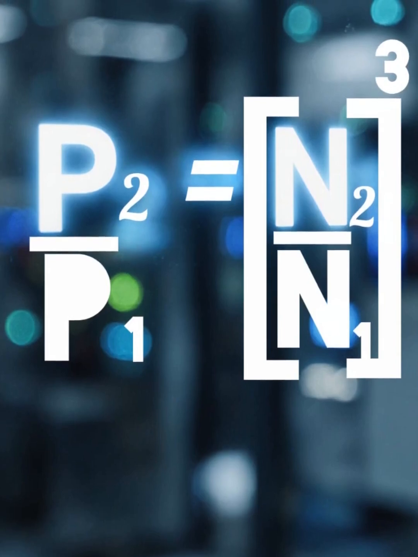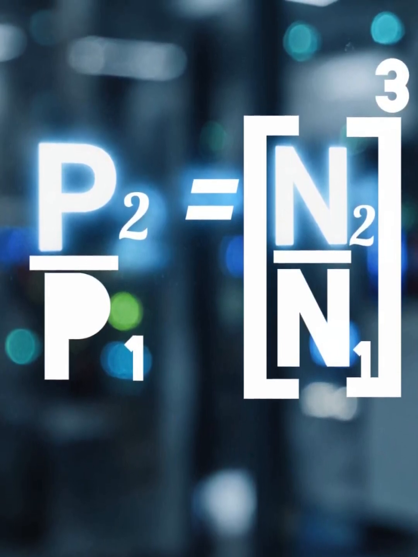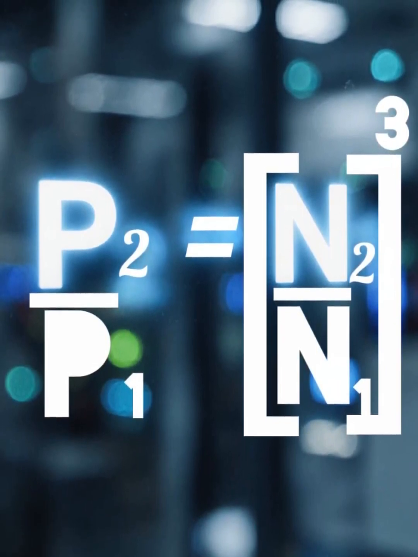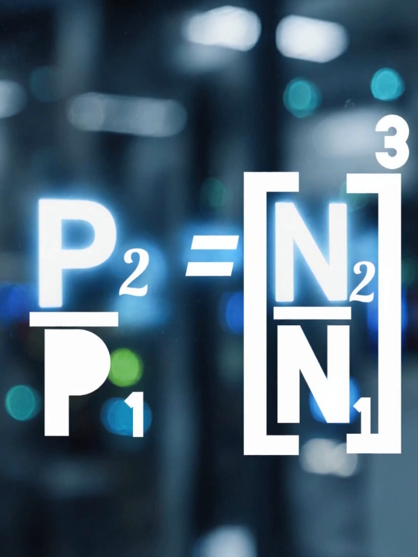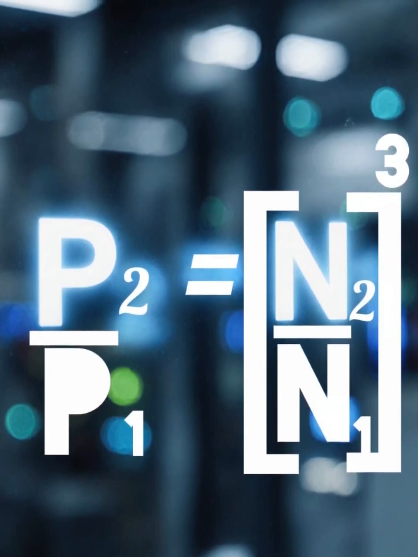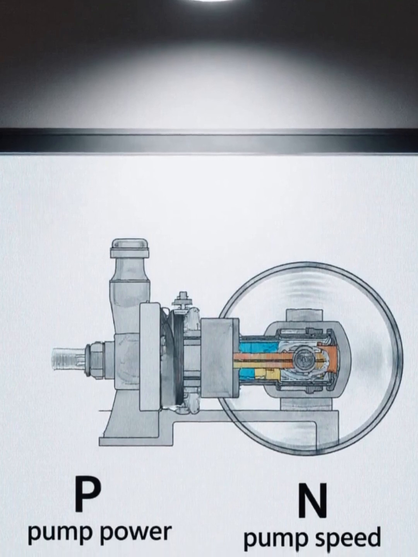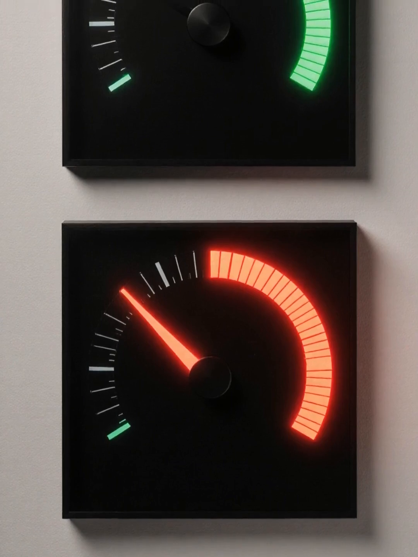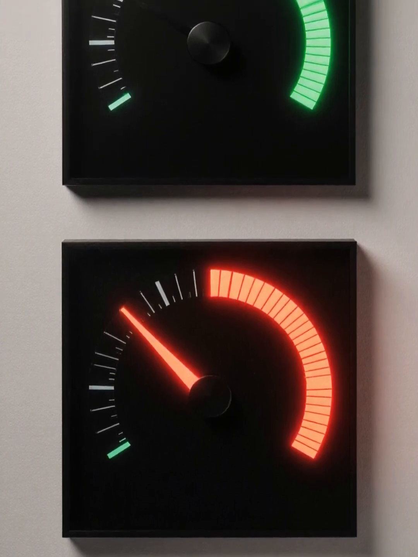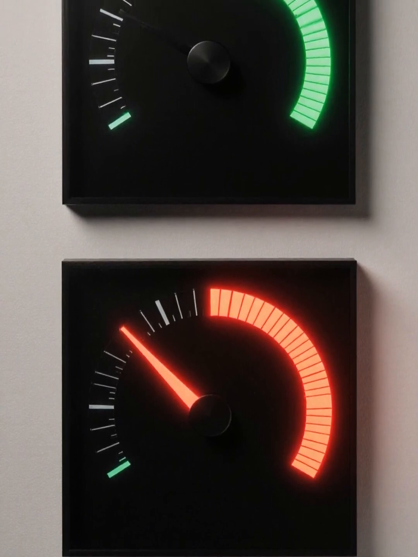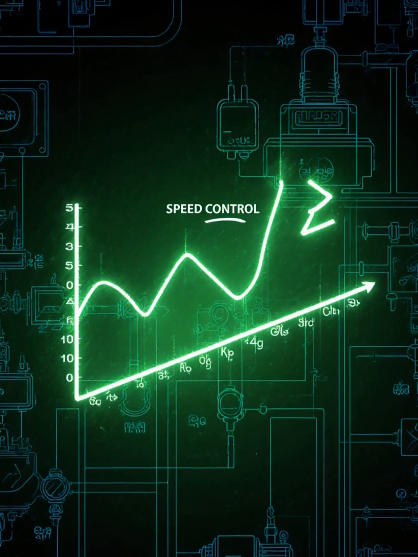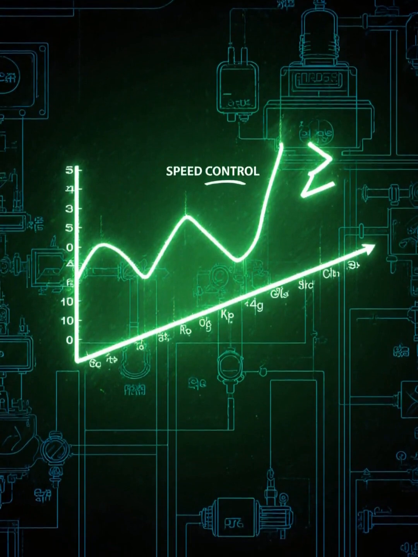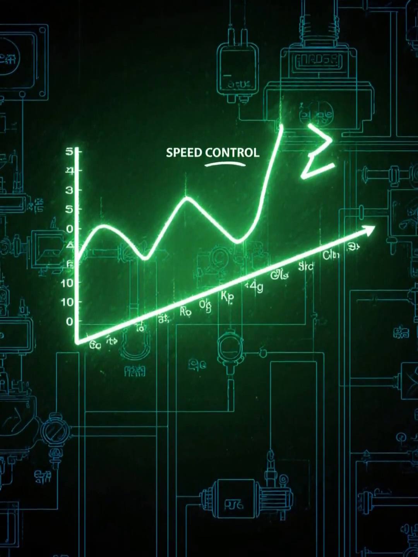This equation is expressed as P2 divided by P1 equals N2 divided by N1, the whole power 3, where P denotes pump power. N represents the pump speed, indicating how quickly the pump operates. A key implication is that even minor changes in pump speed can lead to significant power consumption shifts. This cubic dependency highlights the critical impact of speed control on energy efficiency in pump systems.